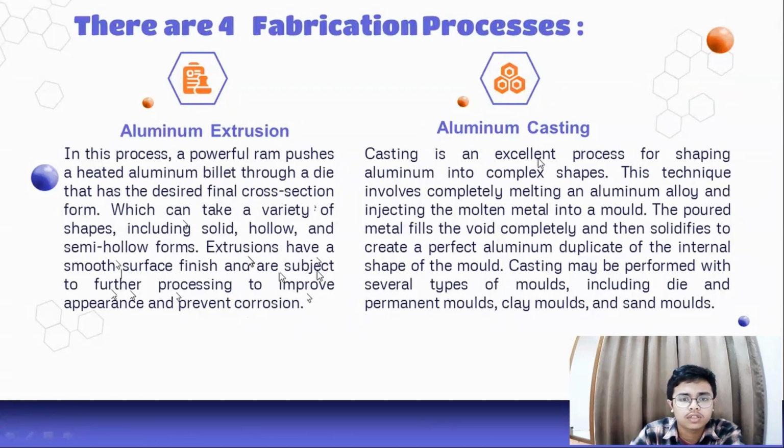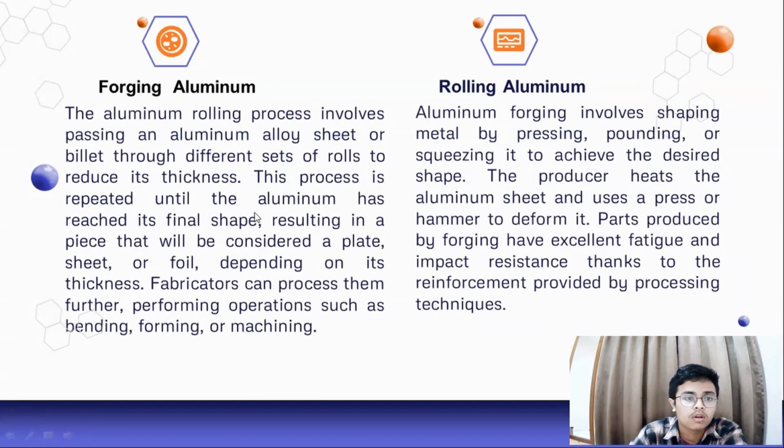And then the second, aluminium casting. Casting is an excellent process for shaping aluminum into complex shapes. This technique involves completely melting an aluminum alloy and injecting the molten metal into a mold. The molten metal fills the void completely and then solidifies to create a perfect aluminum duplicate of the internal surface of the mold. Casting may be performed with several types of molds, including permanent molds, clay molds, and sand molds.